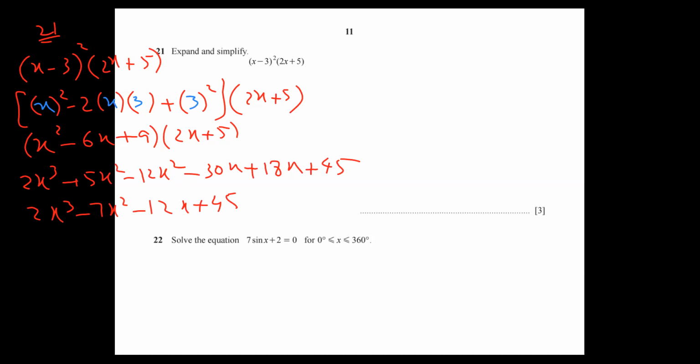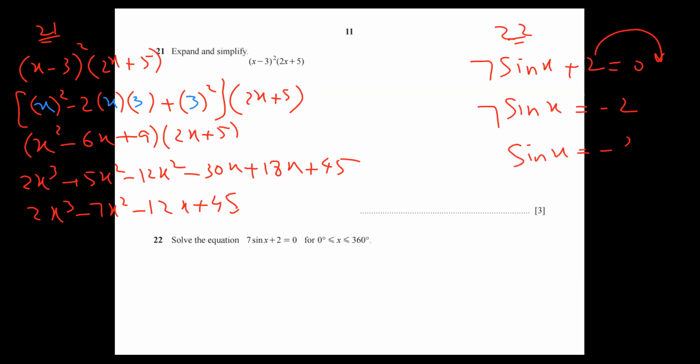Now I'm going to discuss with you the last part of the question, how to solve this one. Question 22: 7 sine x plus 2 equals 0. First, this 2 goes to the other side, and 7 here. Then 7 divides. It gives you negative 2 over 7.